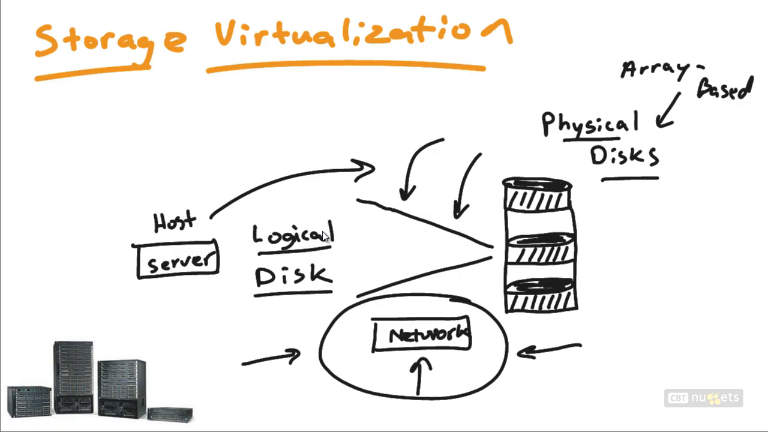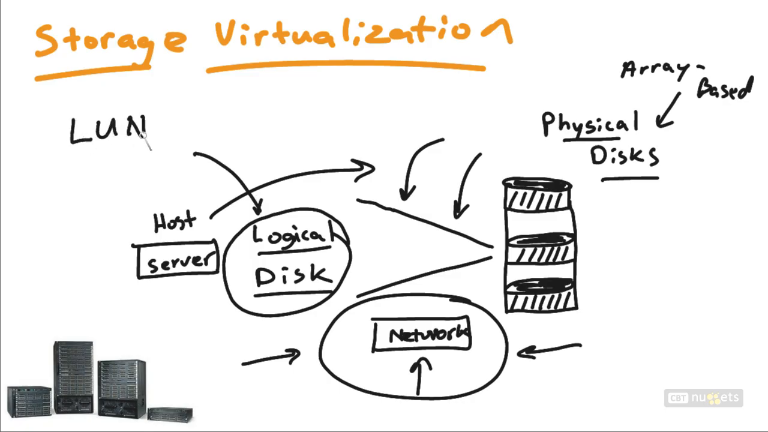Now, how do we identify the logical disk, which we know in the backdrop has an actual physical counterpart? Well, in storage area networking, we identify this logical disk with a LUN. That stands for logical unit number.